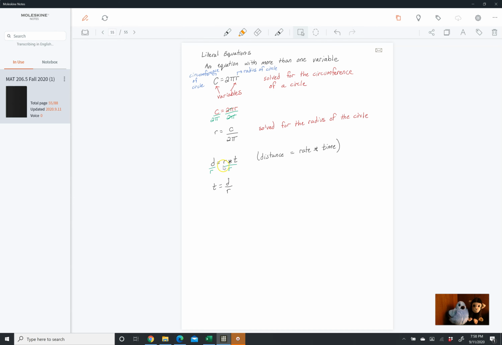Now we could have solved for r instead, right? We could have divided everything by t, and then we would have had r is equal to d over t. And all of this has to do with, okay, what are we looking for? Are we looking for the distance and we're given the rate and the time? Are we looking for the time and we're given the distance and the rate? Or are we looking for the rate and we're given the distance and the time? Okay, so these are all the same equation solved for a different unknown.